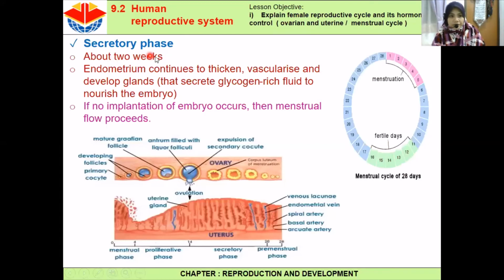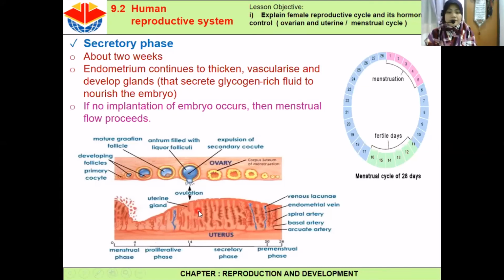So, during secretory phase, about 2 weeks, the endometrium wall continues to thicken. Endometrium wall terus menerus untuk menebal. The endometrium wall also becomes more vascularized and develops glands that secrete fluid which is rich in glycogen to nourish the embryo.